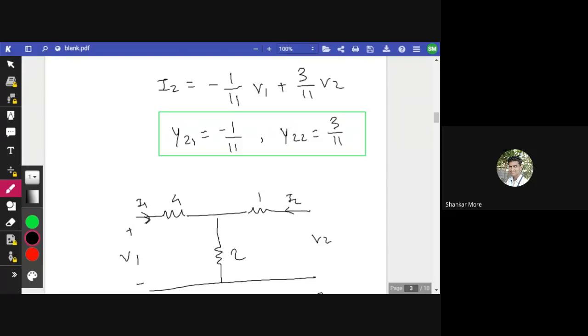Now what is the advantage of doing all these things? Why are we depending upon Y parameters only? Let us suppose आपको पूछा गया है कि ट्रांसमिशन पैरामीटर्स निकालिए. Okay, transmission parameters निकालिए. So in that case also you have to find out Y parameters first. Why? Because you have to do the addition.